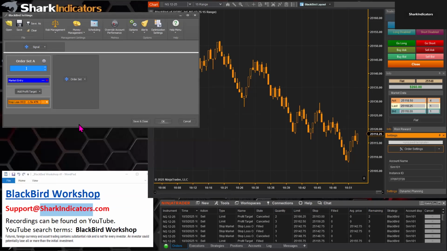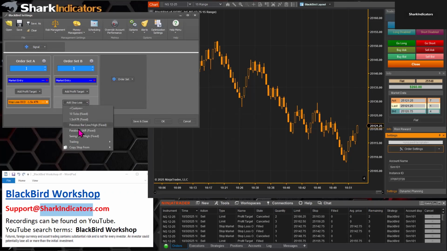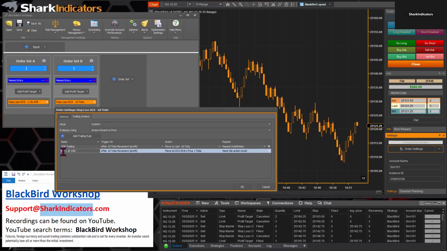And if you ever want a reminder of that, you can always just pull in from this quick list here. You can go down to the trailing, and we can see we have a 10 tick trailing with a break even plus 1. So we can pull that in, and then you can just look at the trailing rules on that. So here we are on the trailing actions. Here's the break even plus 1. And we can see we have a trigger that says, after 10 ticks of movement, it triggers the break even.